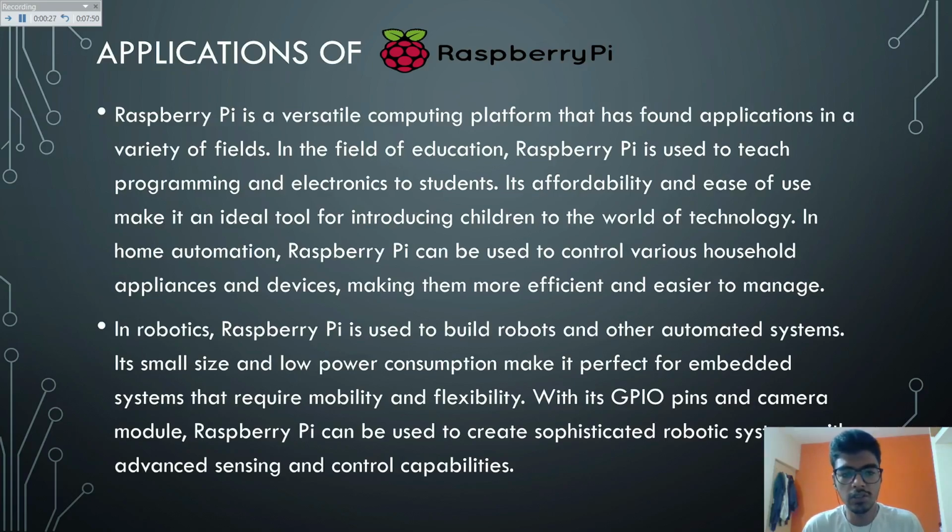In home automation, a Raspberry Pi can be used to control various household appliances and devices, making them more efficient and easier to manage. In robotics, Raspberry Pi is used to build robots and other automated systems. Its small size and low power consumption make it perfect for embedded systems that require mobility and flexibility. With its GPIO pins and camera modules, Raspberry Pi can be used to create sophisticated robotic systems with advanced sensing and control capability.